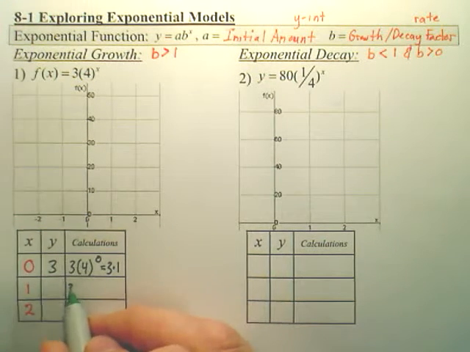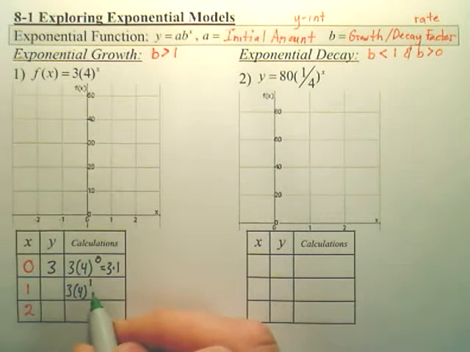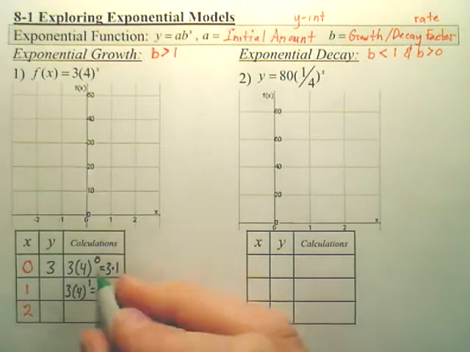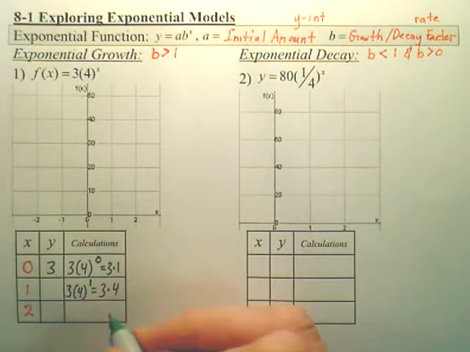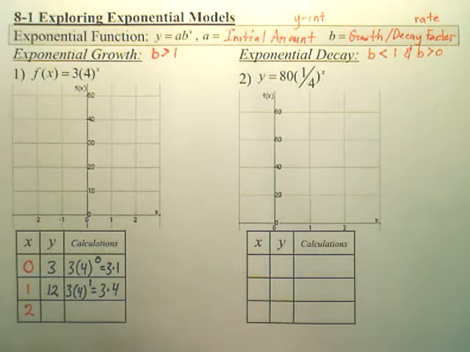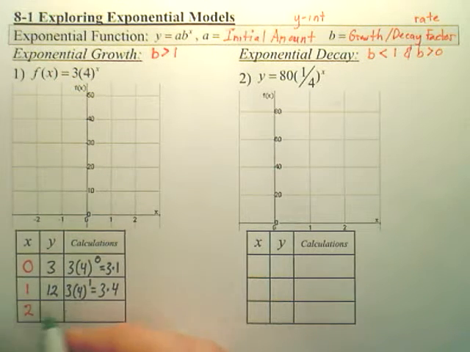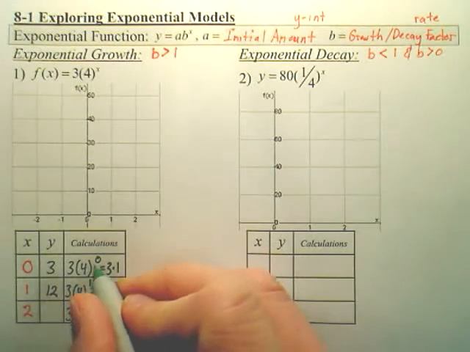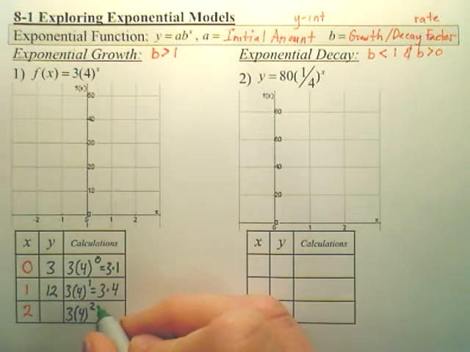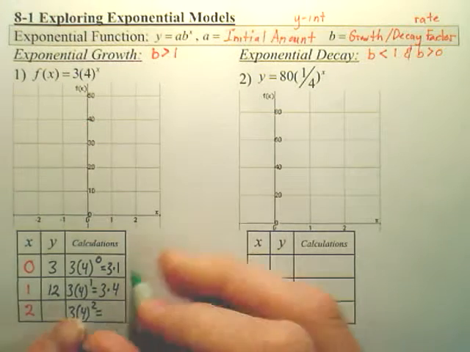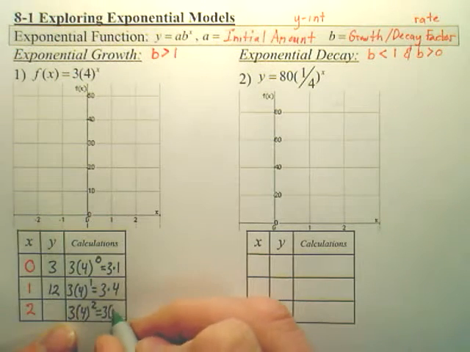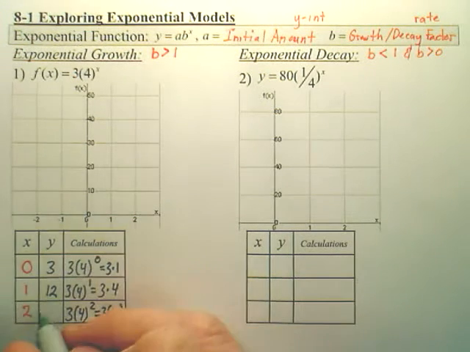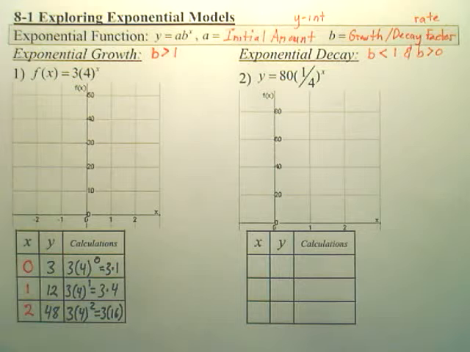When we plug in 1, we have 3 times 4 to the first. That is 3 times 4, which is 12. And when we plug in 2, we have 3 times 4 to the second. You see how the x is the power here? And what's 4 squared? That's 16. So 3 times 16 is 48.